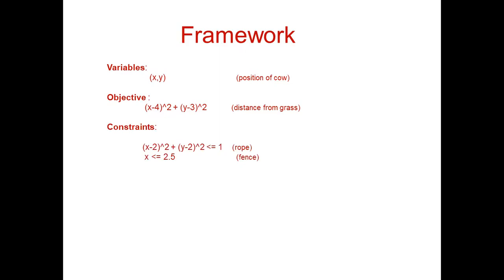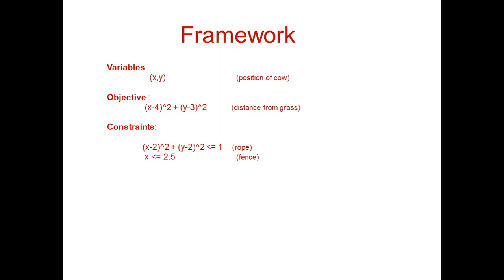What are the corresponding constraints? One constraint is the rope. It's of 1 unit length. So from the center, the position where the cow is located, again you have the Euclidean distance: (x minus 2) squared plus (y minus 2) squared, which is less than or equal to 1. And the fence, a vertical line: x less than or equal to 2.5.